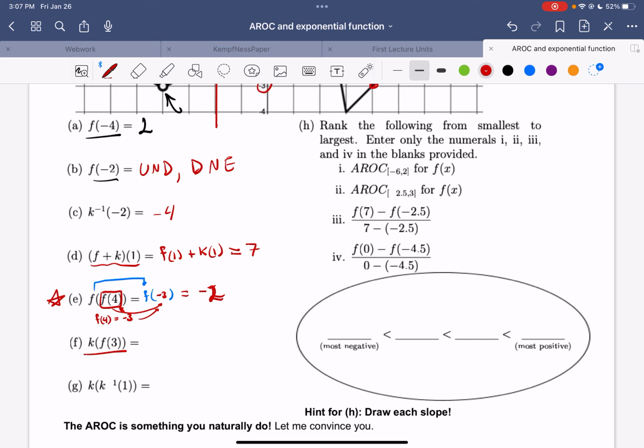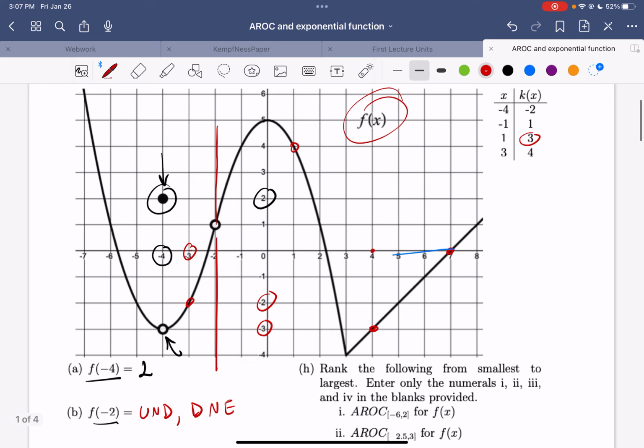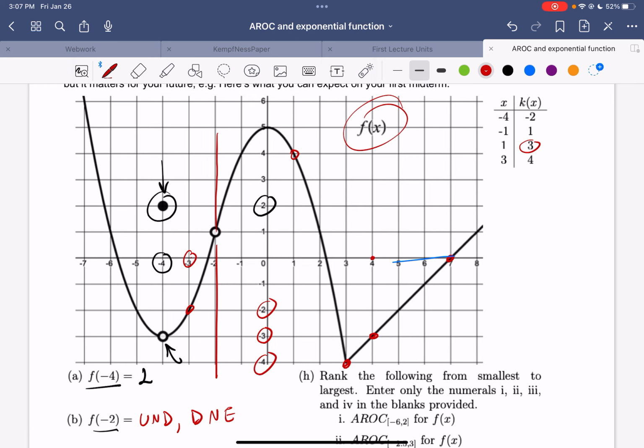All right, same idea here. We're just mixing functions. So f of positive 3 is negative 4. Okay.